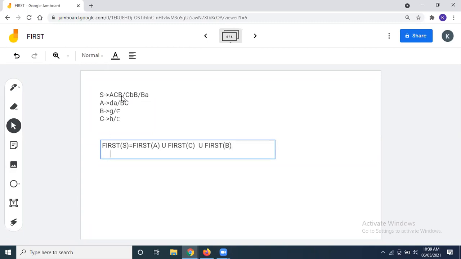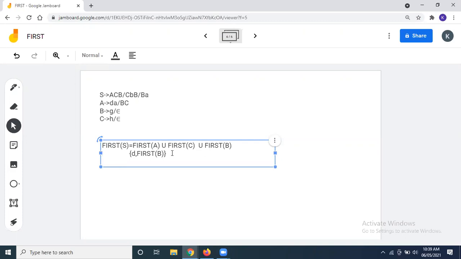Now what is first of A? We have B. What we have is d. With the d, again we have first of B. So next we have to find first of B here.